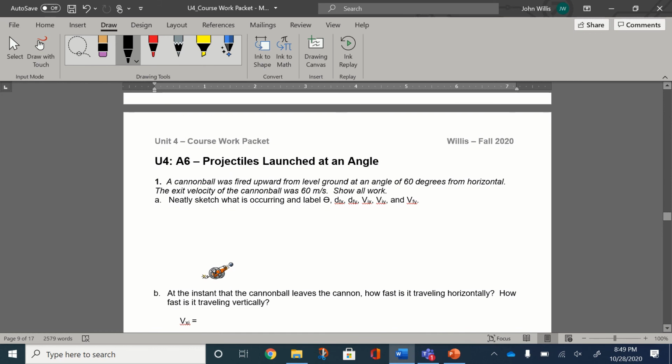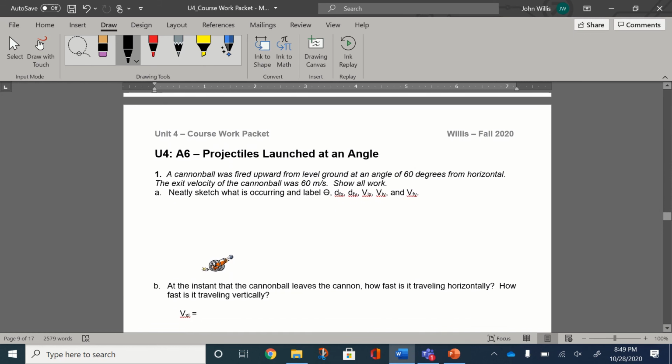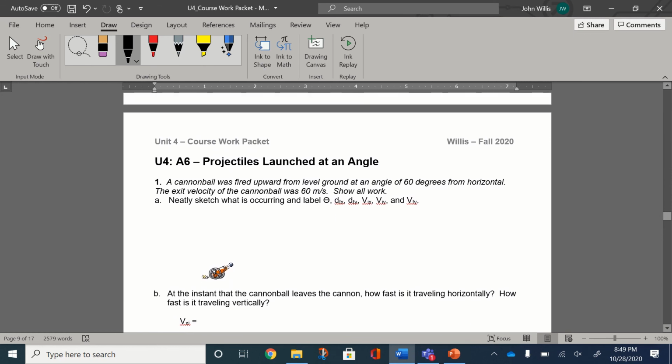The next video I'm going to make is all about projectiles for assignment 6. I will be making that one probably tomorrow during my lunch or before school, one of the two. And I'll be posting that as soon as I can to help you guys out with projectiles at angles.